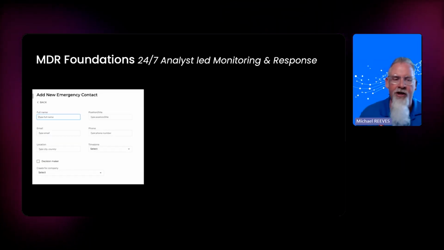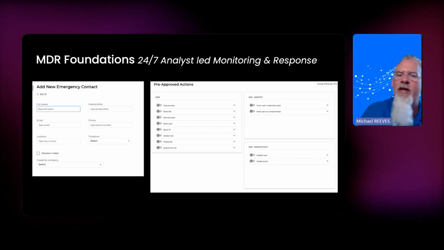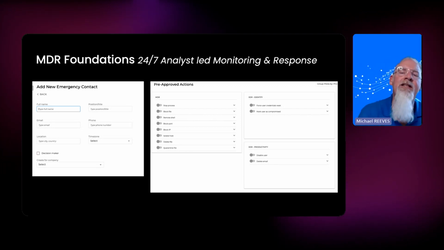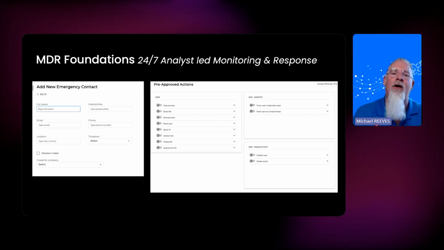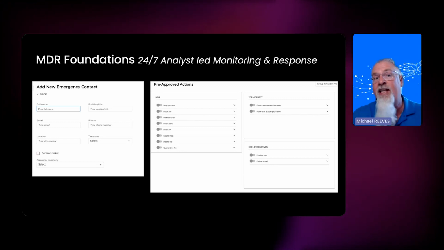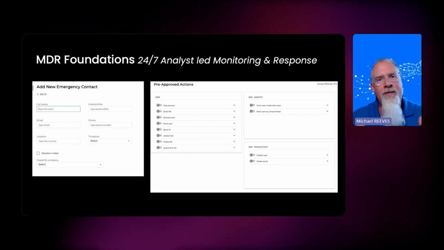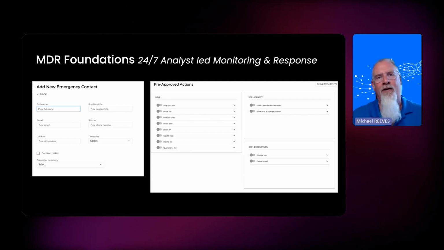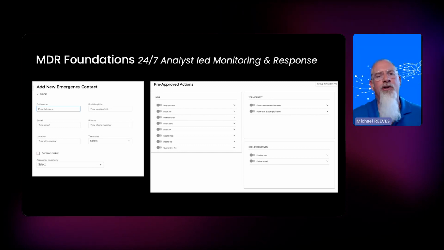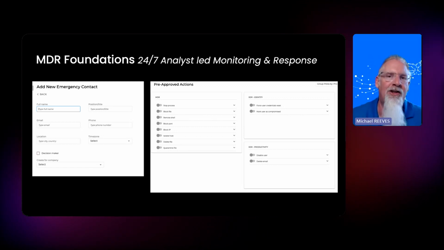And then we want you to do 2 things. We want you to add some emergency contacts so that when we respond to an incident on your behalf, we know who to contact and tell them that we have responded to an incident. The second thing that we need from you is what actions we are pre-approved to take in your environment. By default, all pre-approved actions are turned on so that we can effectively defend your environment.